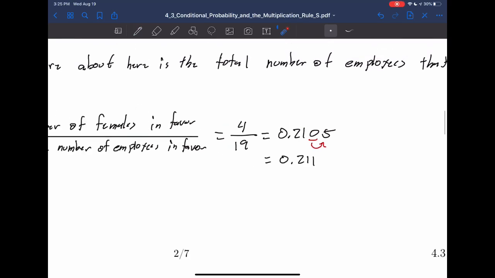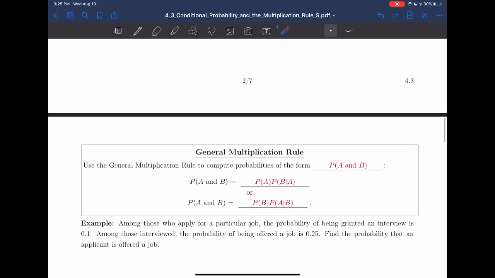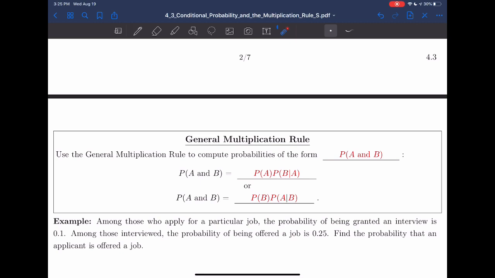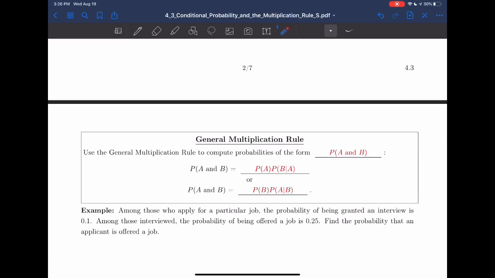Another thing I want to talk about is something called the general multiplication rule. And what this is, is just another way to compute the probability of A and B. One way you can compute this is just multiplying the probability of A times the probability of B given A. And similarly, we could also do the probability of B times the probability of A given B. And we're going to go over some examples using the general multiplication rule.